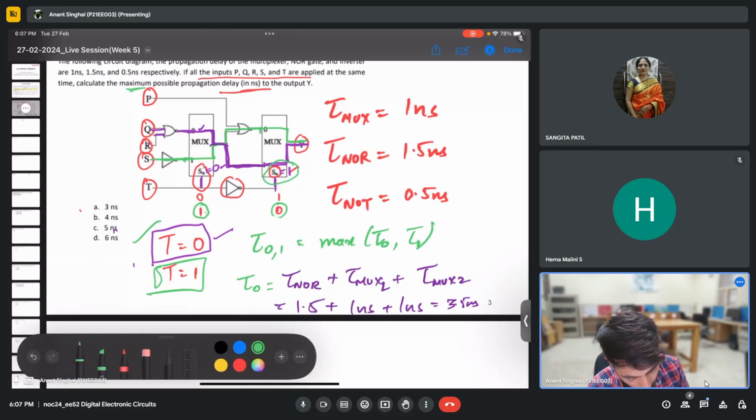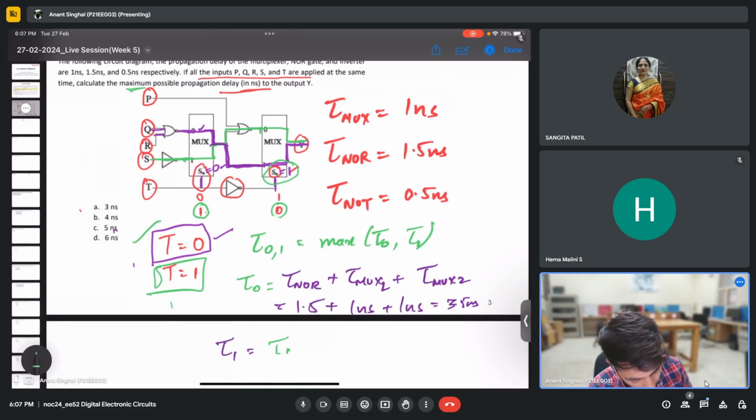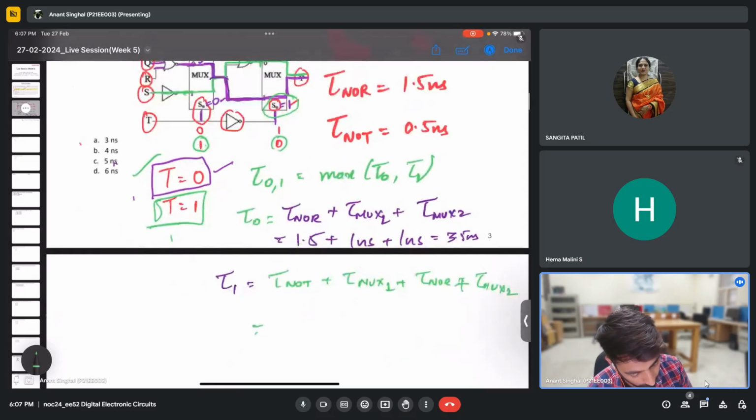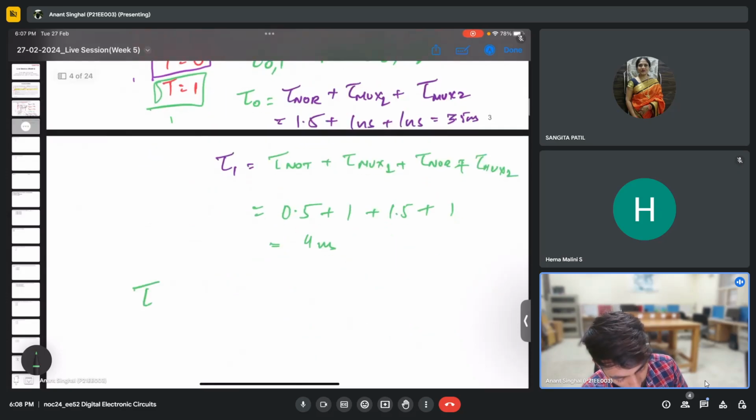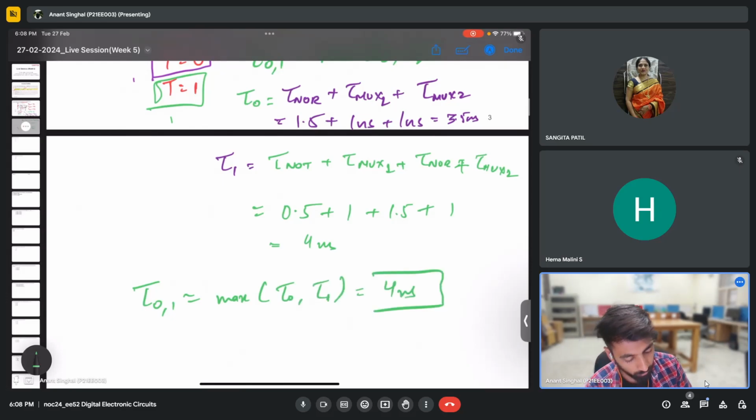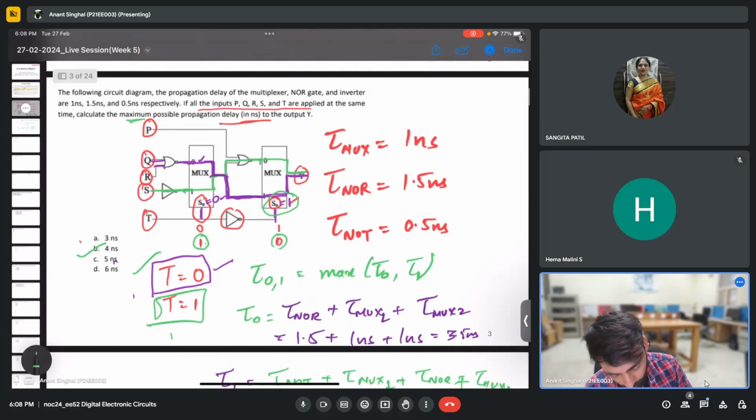For tau 1, I'm using the green ink now, so it will be the NOT, then mux 1, then NOR, and finally mux 2. Calculating the same way, it will be 0.5 plus 1 plus 1.5 plus 1, which gives a total of 4 nanoseconds. Since the maximum propagation delay is asked, the maximum of the two is 4 nanoseconds. So for this particular question, the answer will be 4 nanoseconds.